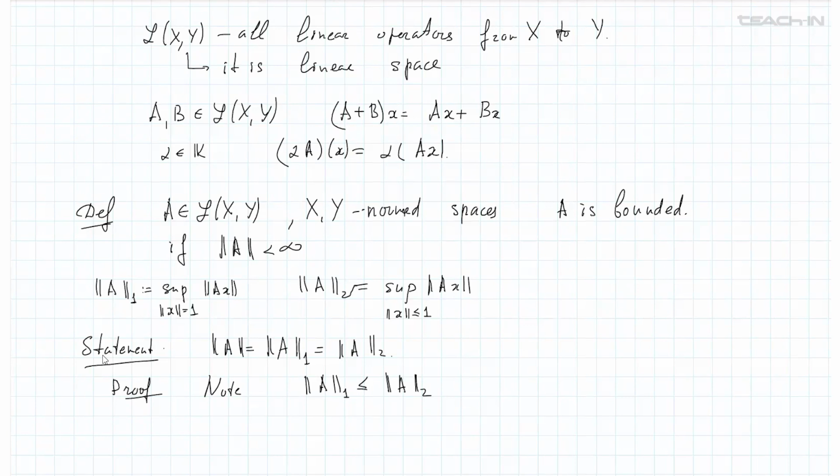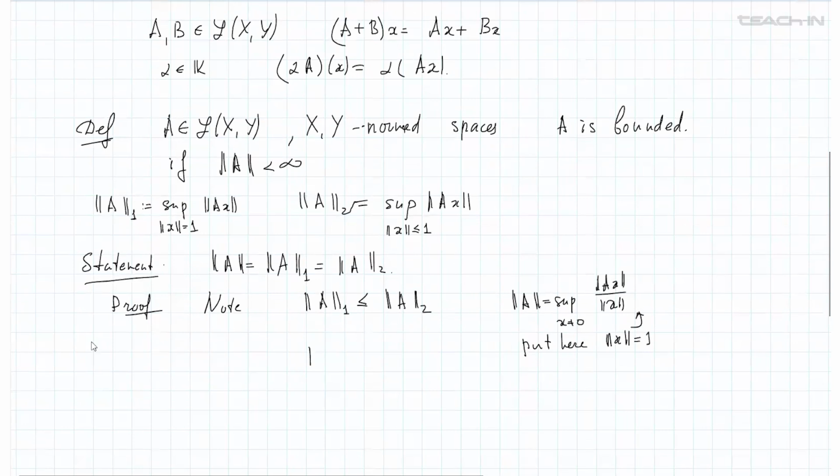And of course, if we take the standard definition, I repeat it again, for all x which is not 0, and put here norm of x equals 1, we obtain just the norm 1. So of course, from this we immediately obtain the following inequality. So if we want to prove the equality, we must obtain the inverse inequalities.